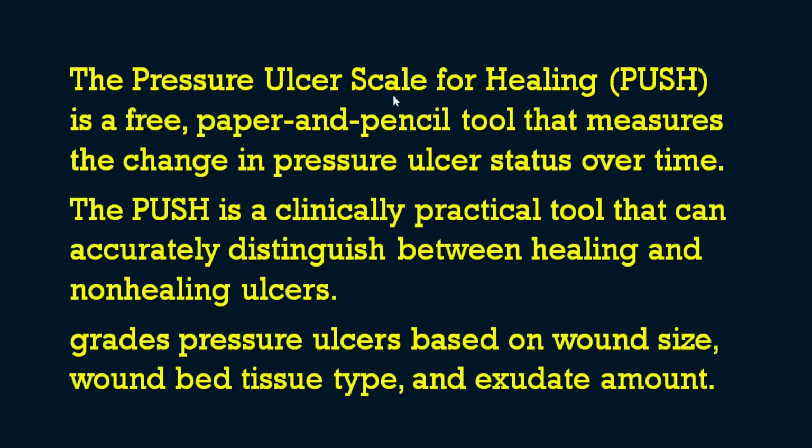The Pressure Ulcer Scale for Healing, otherwise known as the PUSH, is a free paper and pencil tool that measures the change in the pressure ulcer status over time, and the PUSH is a clinically practical tool that can accurately distinguish between healing and non-healing ulcers. It grades the pressure ulcers based on the wound size, the wound bed tissue type, and the exudate amount. So these are the things which are assessed in the PUSH scale.